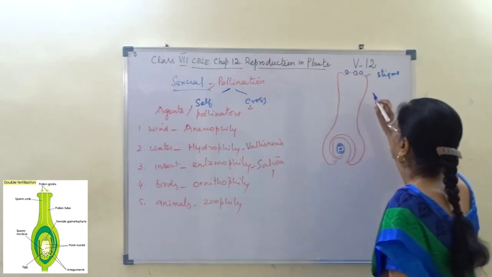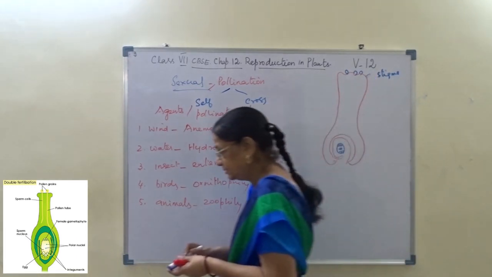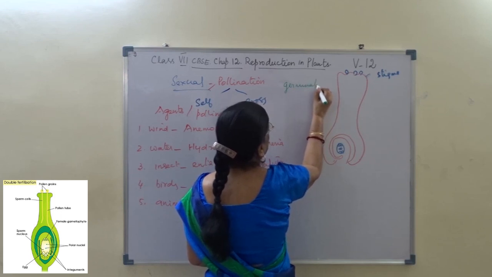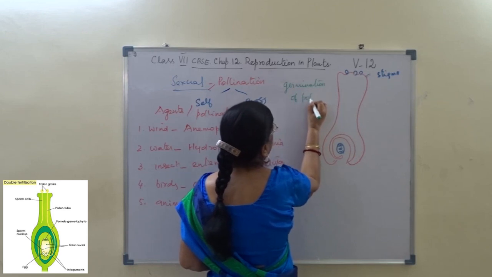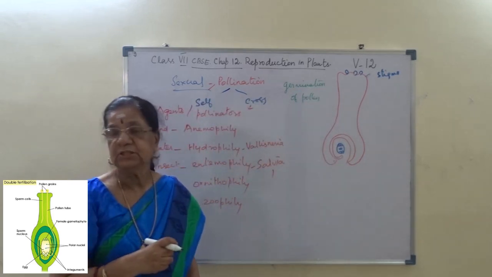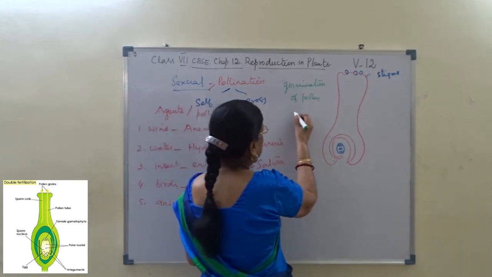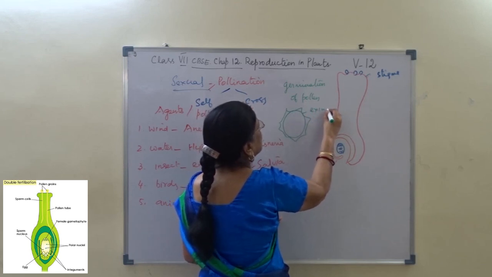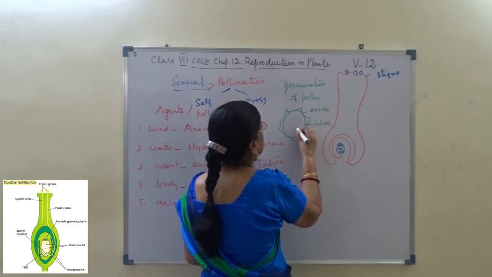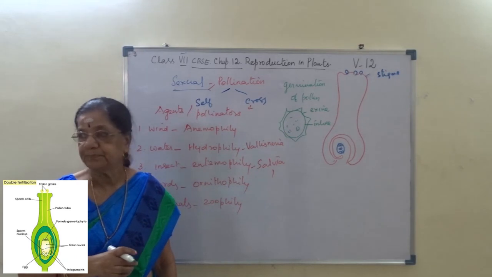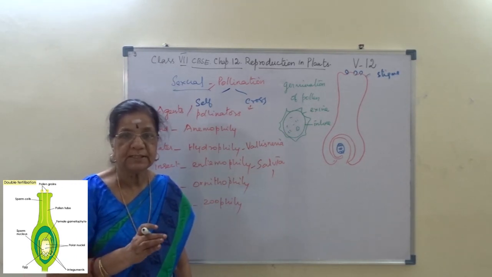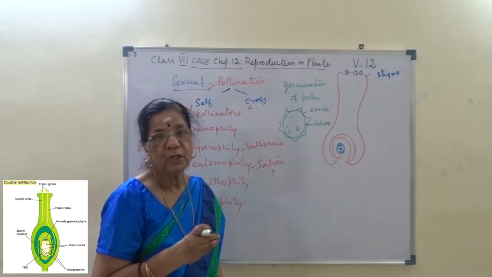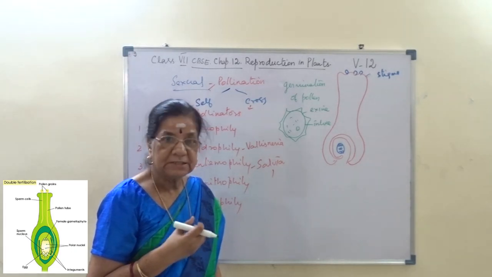Now this pollen grain will start growing. That growth of the pollen grain is called germination of pollen grain. The reach of the pollen grain to the ovule is called germination of pollen grain. Now this pollen grain has a 2-layered structure, outer exine and inner intine, and it has nucleus and cytoplasm. The pollen has 2 layers, outer exine, inner intine. So now this pollen grain reaches the stigma and starts growing. That growth is called germination.